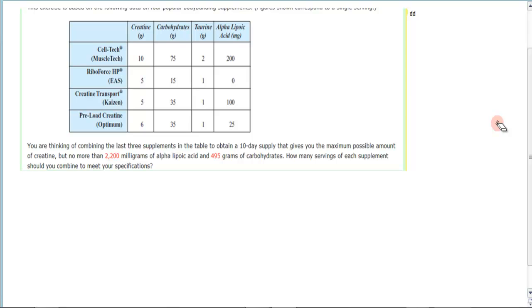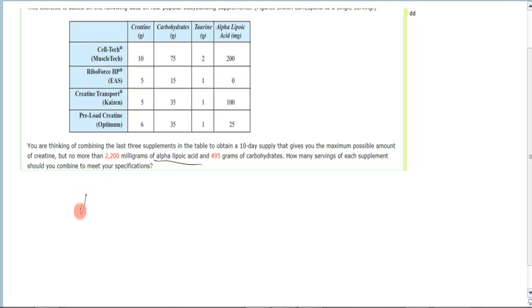Because your questions aren't about the simplex method. It's about writing the inequalities, so it should really be as simple as, I kind of think of it like slope. We have three variables: riboforce, creatine, and preload creatine. For each of those variables, we need to write equations that relate them. So the first constraint we have is the amount of alpha, whatever acid. So how much acid do each of these things have?